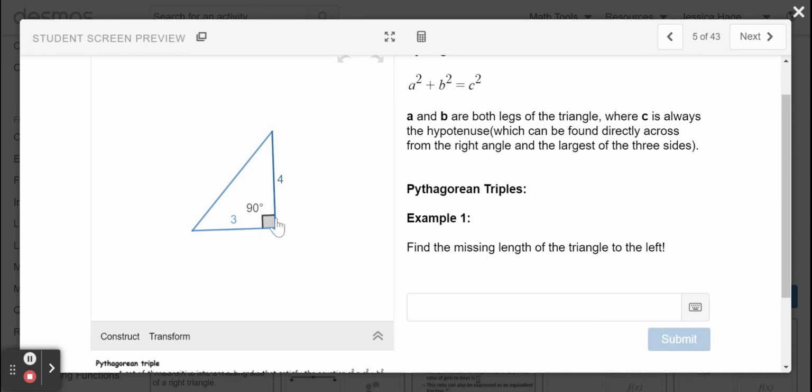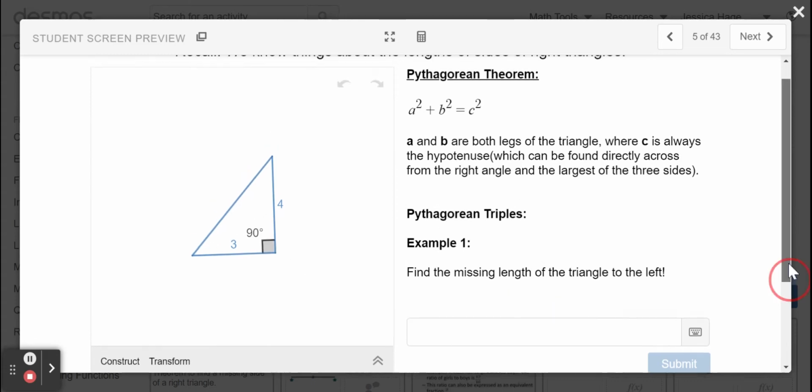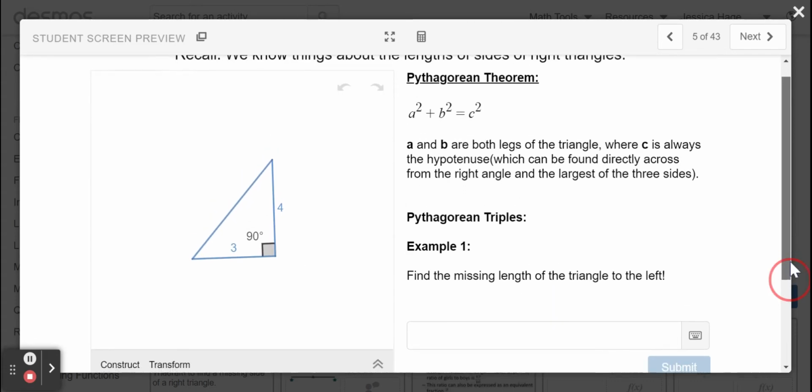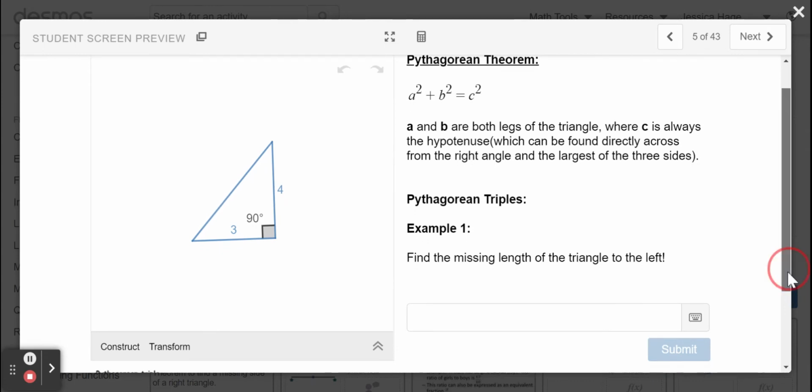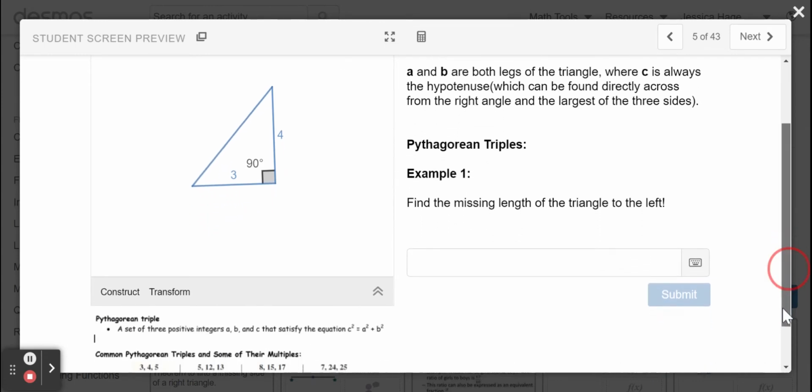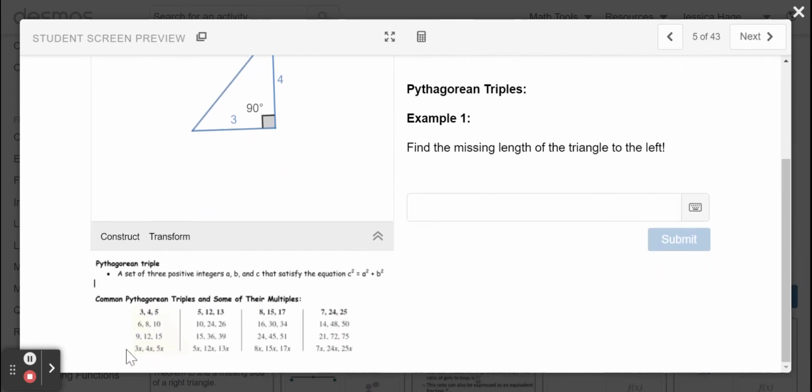This does have something to do with slope, where 4 could be a rise and 3 could be a run. So you can use the Pythagorean theorem to find the distance of a segment, which we did earlier in the year as well. There is a table down here. If you zoom in, you can see something called Pythagorean triples. Pythagorean triples are shortcuts, so you don't have to do the work.